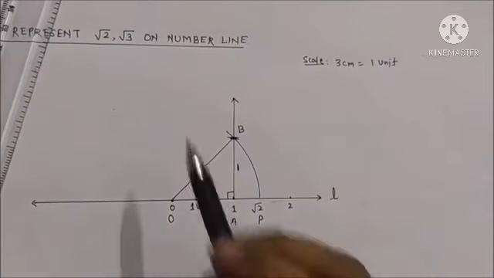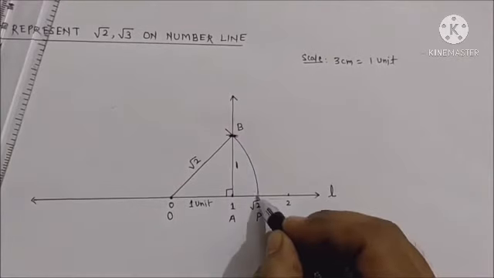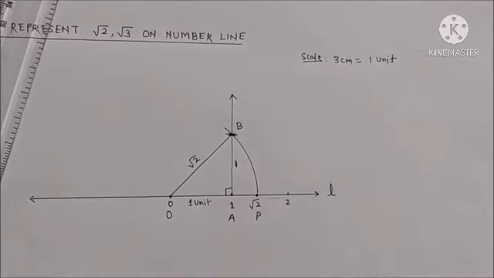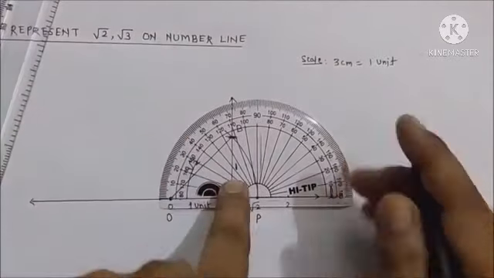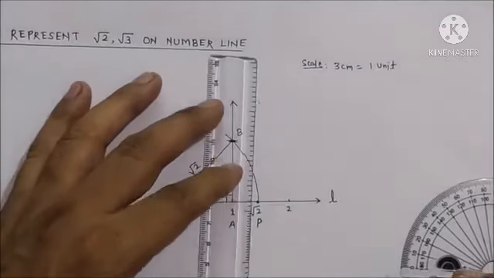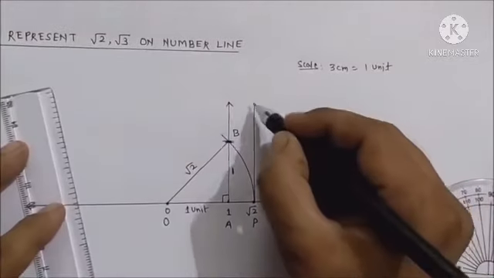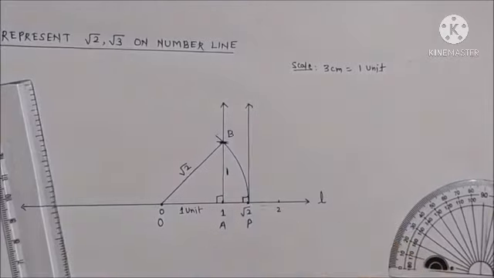Now let's go for root 3. On this point P, that is root 2, you draw one more 90 degree angle. Draw 90 degree at point P, and here also mark the 90 degree symbol, perpendicular.